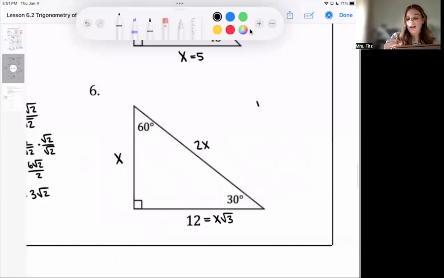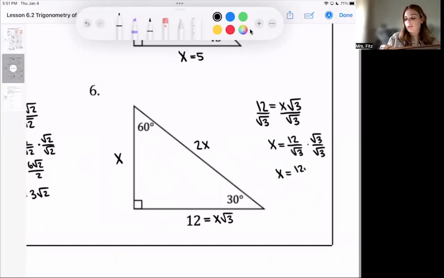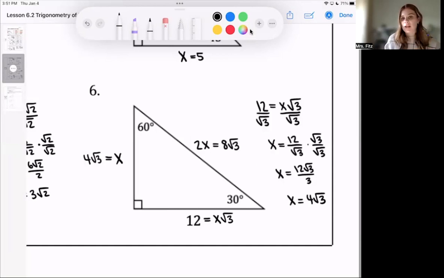So if I know that 12 is equal to x √3, we can divide by √3 to find x. X equals 12 over √3. Let's go ahead and rationalize to make it a little nicer. X equals 12 √3 over 3. 12 divided by 3 is 4 √3. So x equals 4 √3. And remember, we just double it to find the hypotenuse, which is 8 √3. So not too bad.